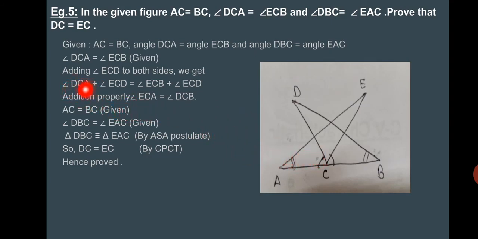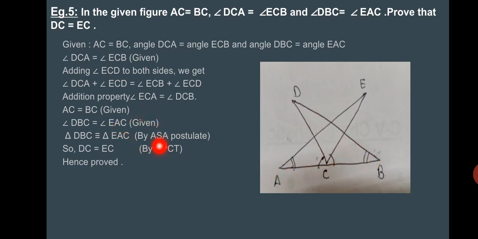Adding on both sides, we get angle DCA + angle ECD and angle ECB + angle ECD. By the addition property, angle ECA = angle DCB. We write this. Then AC = BC, this is given, and angle DBC = angle EAC, this is also given.